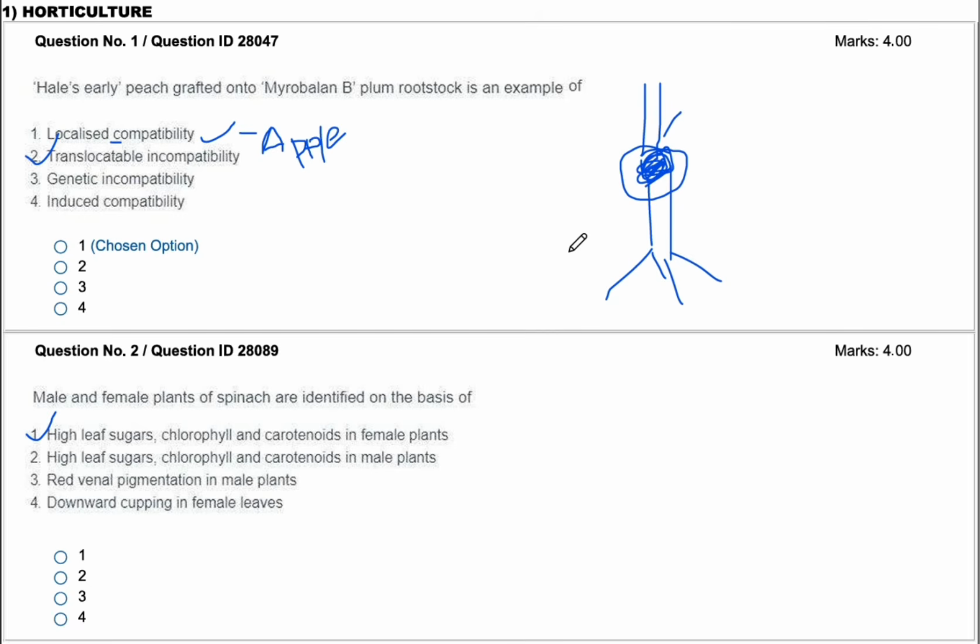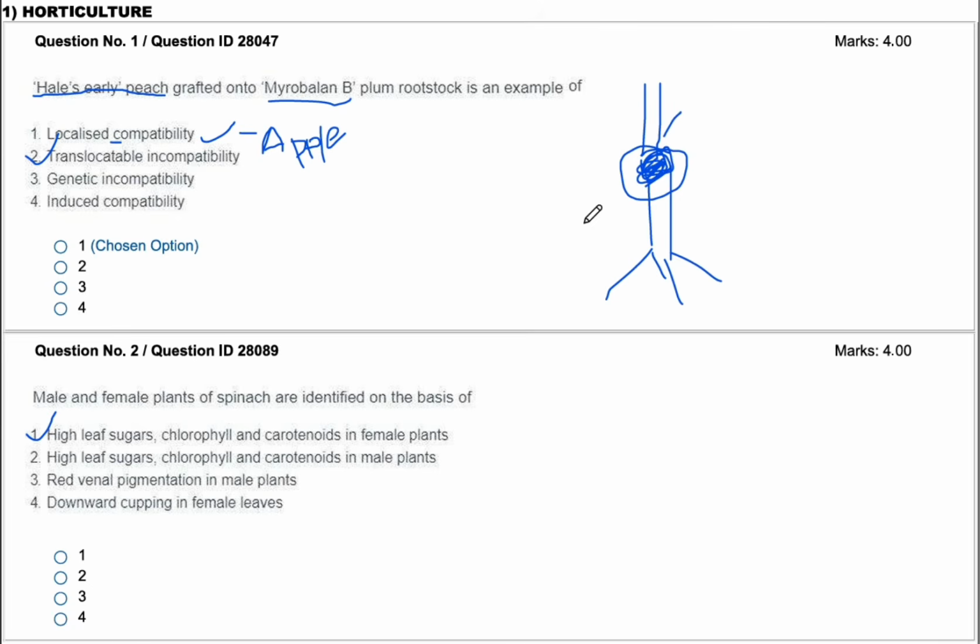Another example is that Bartlett pear grafted on quince rootstock also shows this incompatibility. Now, the suitable interstock to be used for that one is which one? Old Home. Old Home pear is a suitable interstock that can be used in between the Bartlett pear when grafted to the quince rootstock.